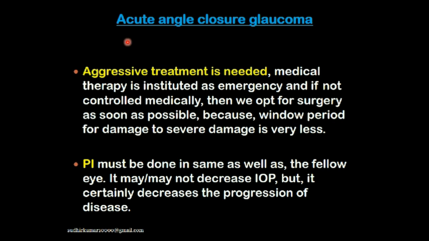But when there is chronicity of angle closure glaucoma, still the management is more likely as an open angle glaucoma, but the window period for severe damage is very less. So it must be seen with more caution. And peripheral iridectomy must be done in the same eye as well as in the fellow eye, which seems to be normal at that point of time. It may or may not decrease IOP, but it certainly decreases the progression.